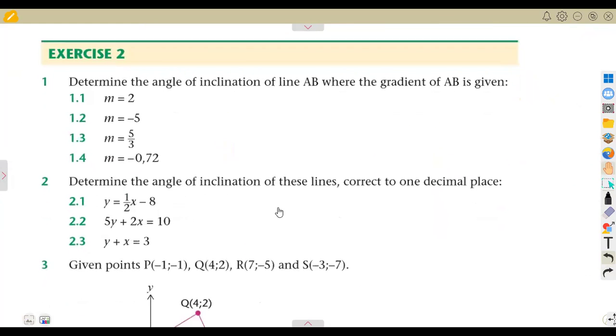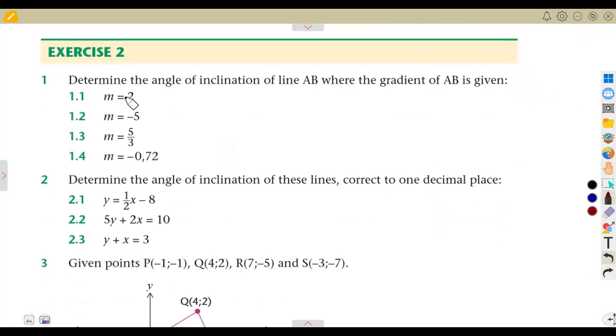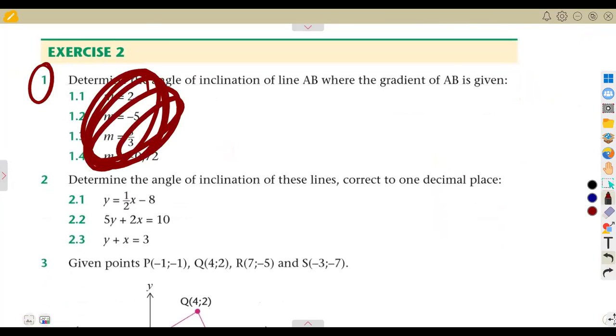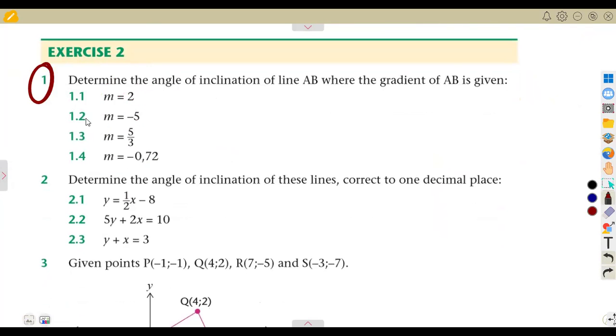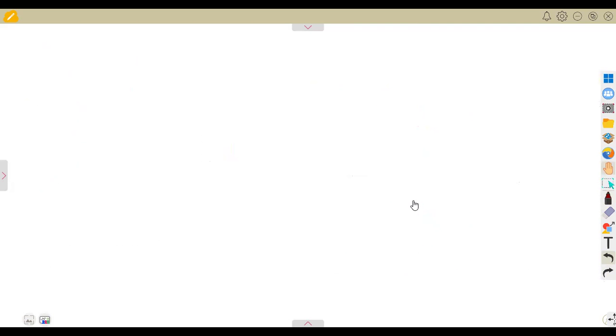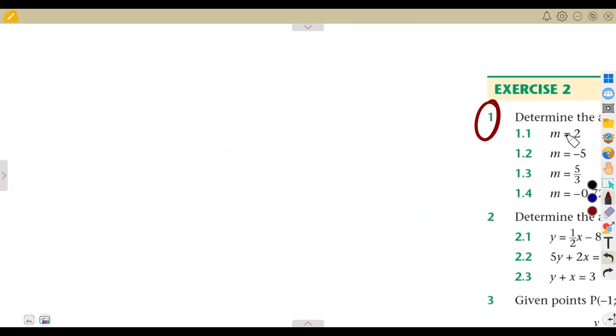Okay, let's take this into consideration in these questions because it's all about calculating the angle of inclination. We are given: determine the angle of inclination of the line AB where the gradient of AB is given. The gradient of the line AB is 2. Remember, M is the gradient. So let us take the condition that we are given in the first part. M is equal to 2, which is positive. This is a positive gradient.